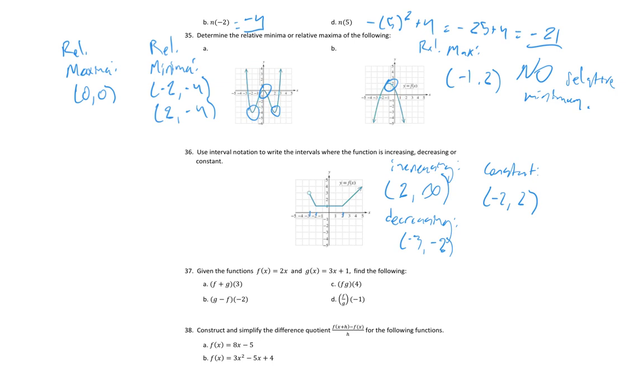Between these two functions that we're given, we have four sort of combinations of them, and we have to find what they are. So first we have f plus g of 3. Well, this would just be f of 3 plus g of 3. So it'd be 2 times 3 plus 3 times 3 plus 1. So that should be 6 plus 9 plus 1, and that's 16. So this first one is 16.